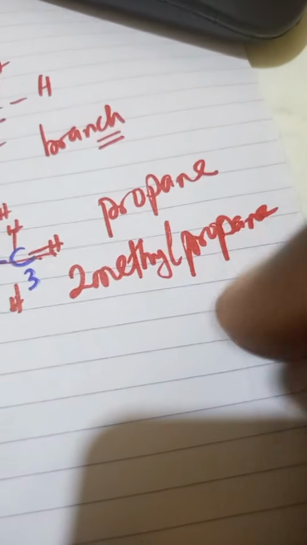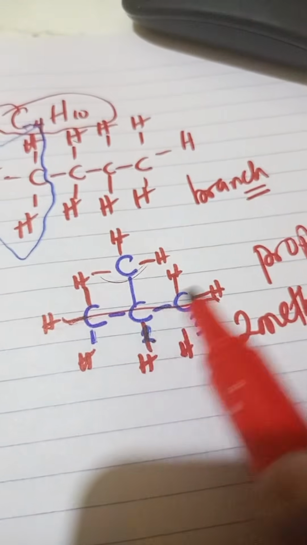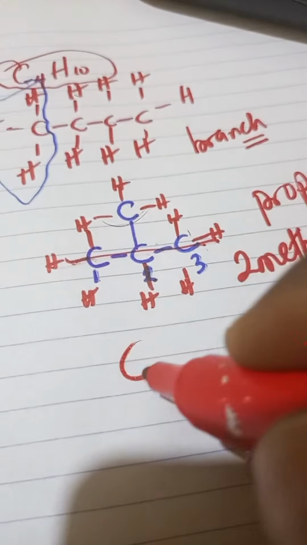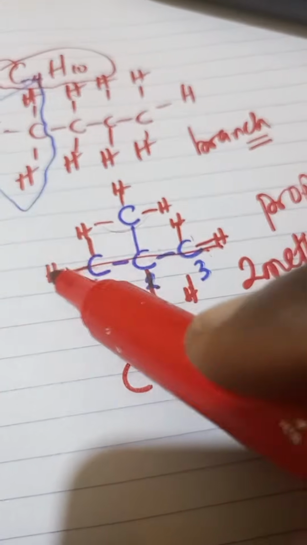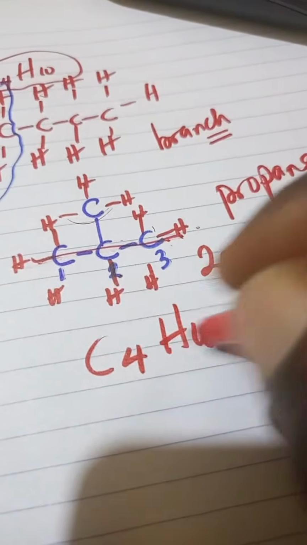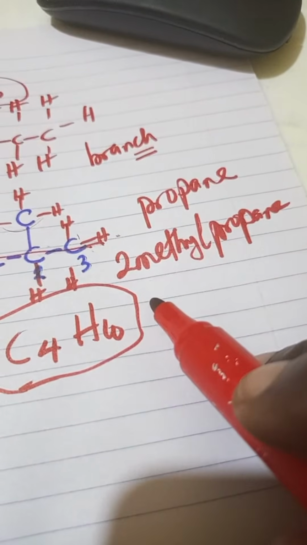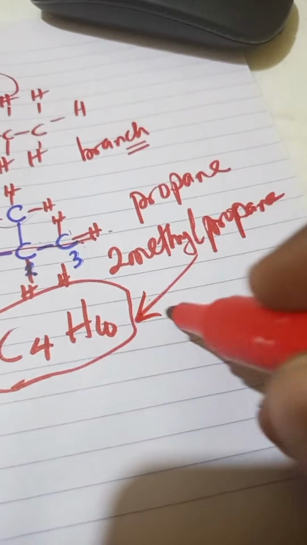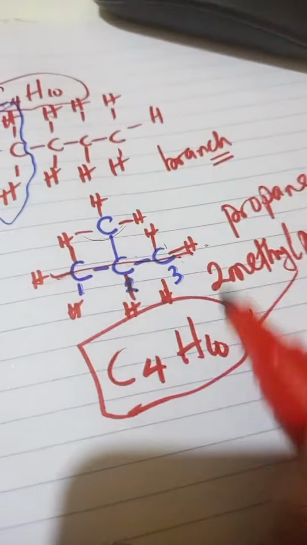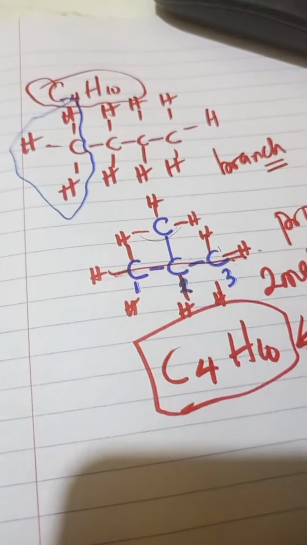It has the same formula as C4H10. Why? How many carbon are there? 1, 2, 3, 4. That will be C4. How many hydrogen? 1, 2, 3, 4, 5, 6, 7, 8, 9, 10. C4H10. You can see, 2-methylpropane has the same formula, while normal butane too has this formula. So this guy is an isomer of this guy. Do you understand how I got it?